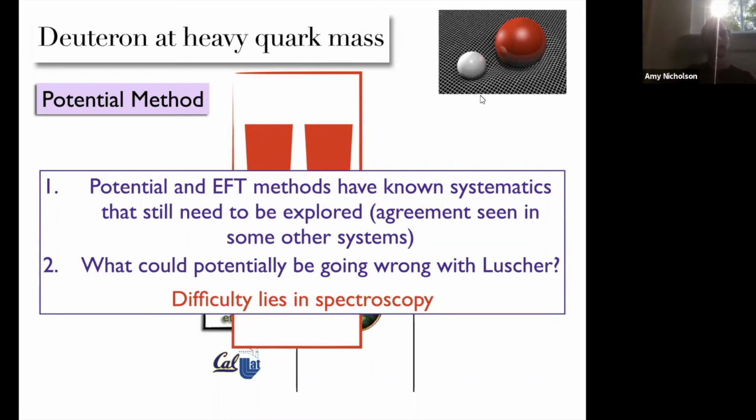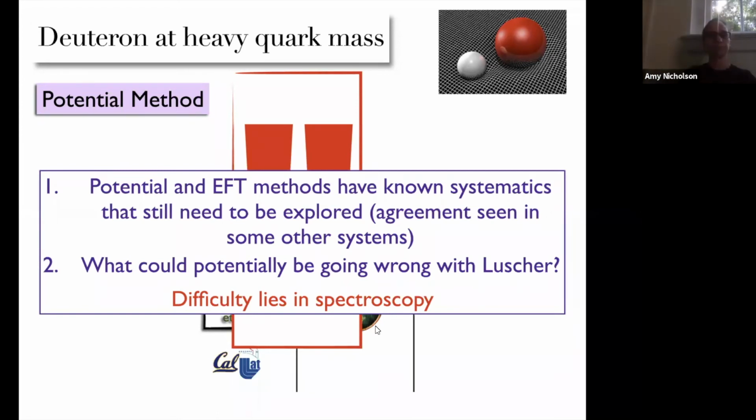So the potential and EFT methods I didn't talk about, there are a series of systematics that are known that haven't been fully explored yet. So it could be that those systematics are leading to incorrect conclusions. Luscher, though, it was really just a solution to a quantum mechanics problem, and I didn't put any assumptions or approximations into it. The only assumption that I put into it was that the energy levels that I was putting into the quantization condition were the correct ones.